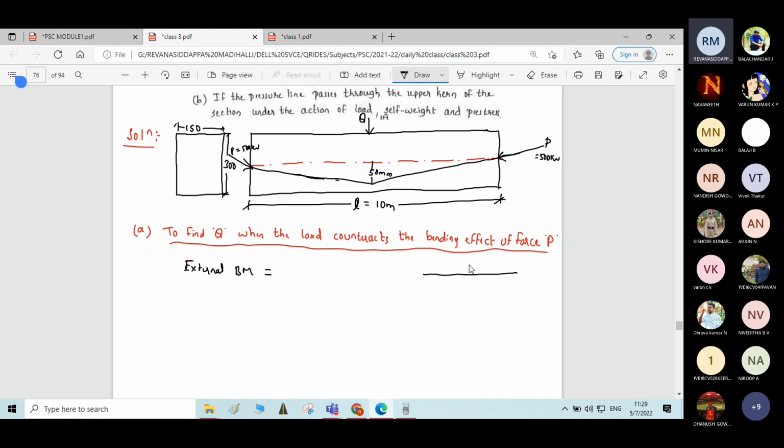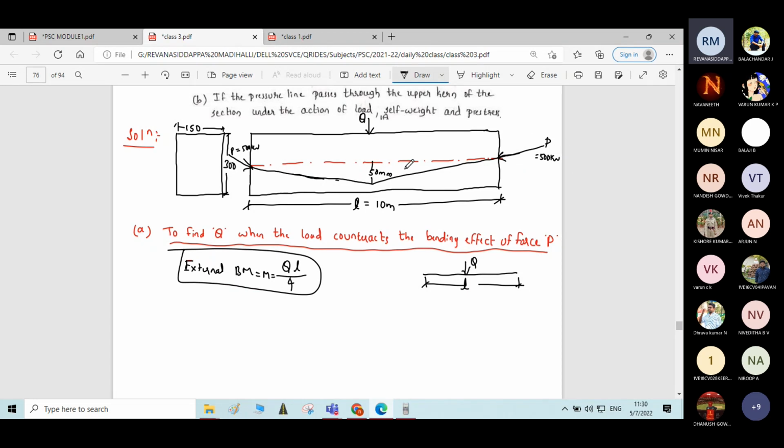External bending moment, how we will find? External load is applied at midspan section, correct? So moment due to the simply supported beam carrying point force at the center of the span. What is the formula? WL by 4, correct? So I'll write it as QL by 4. This is external bending moment, M is equal to QL by 4.